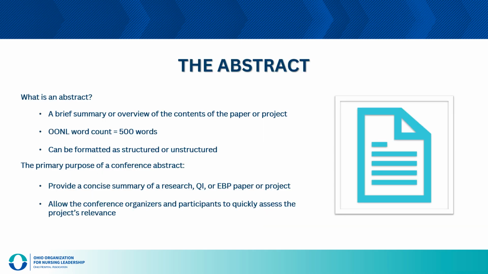So what is an abstract? As mentioned on the last slide, your abstract is a brief summary or overview of the contents of the paper or your project. For OONL, you have to do this in 500 words or less, and it can be formatted in a structured or unstructured way. Structured format has headings like background and methods, or an unstructured format, which reads more like a single paragraph. We'll look at examples of both later, but it is key that you know what's required before you start writing.